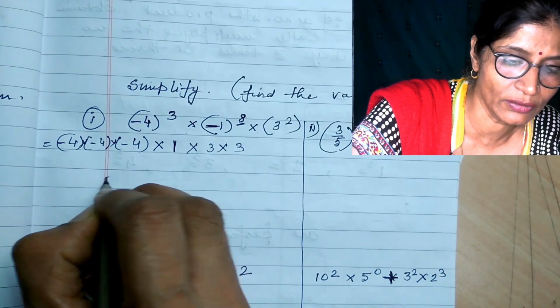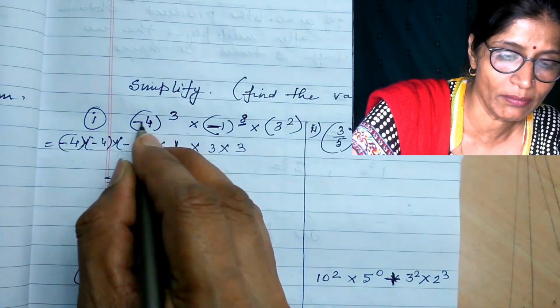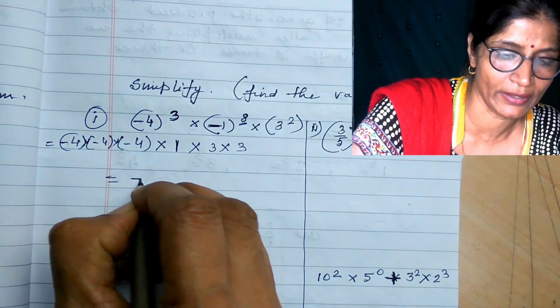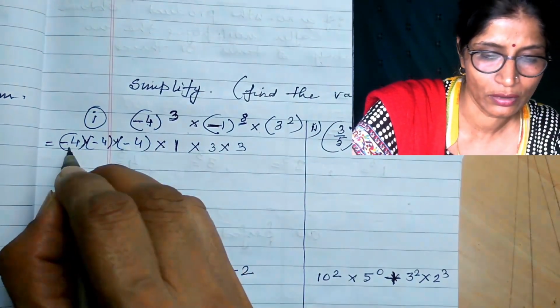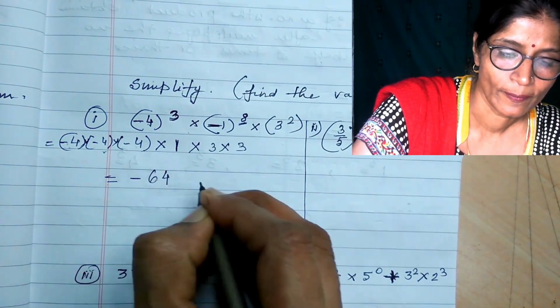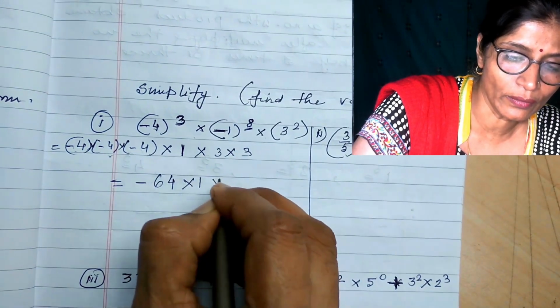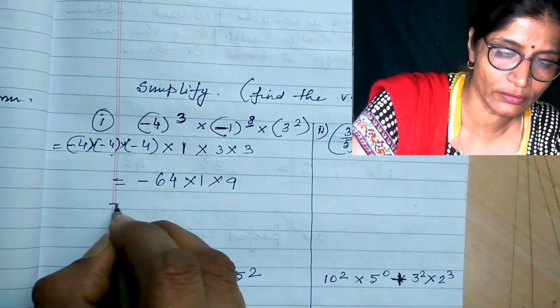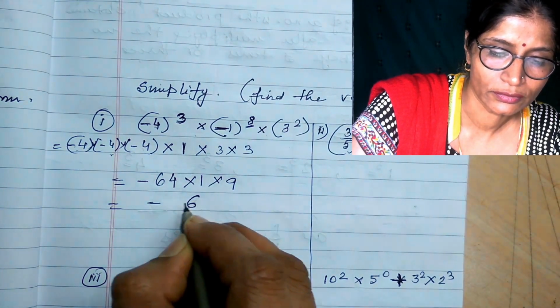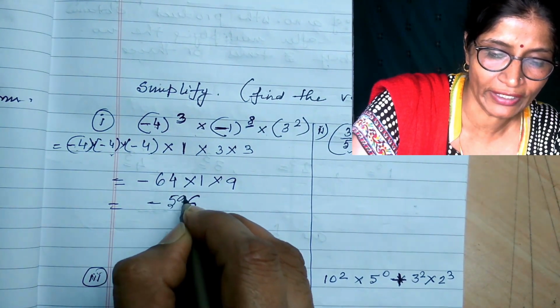And that is equal to what? Minus, again minus, it is odd times, so your answer will be minus. And 4 into 4, 16, 16 4s are 64. Into 1 into 9. So that is equal to minus 576.